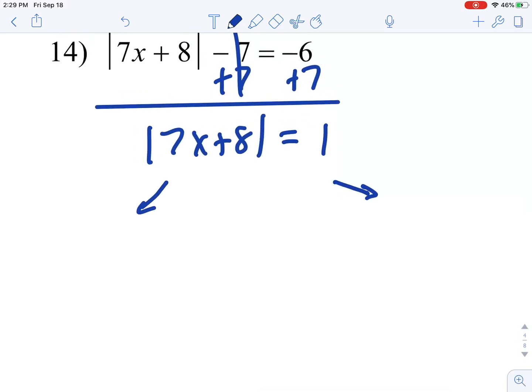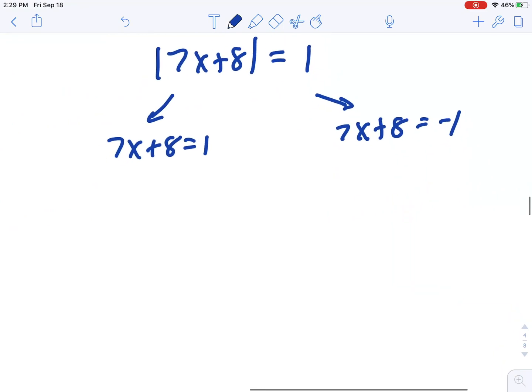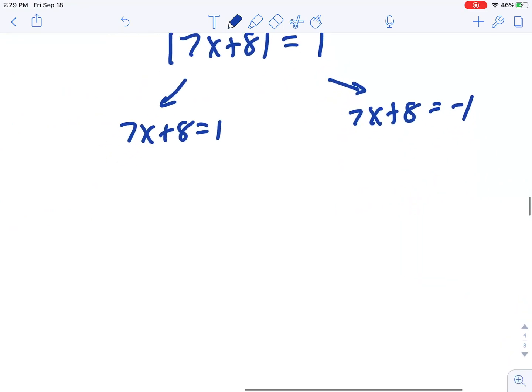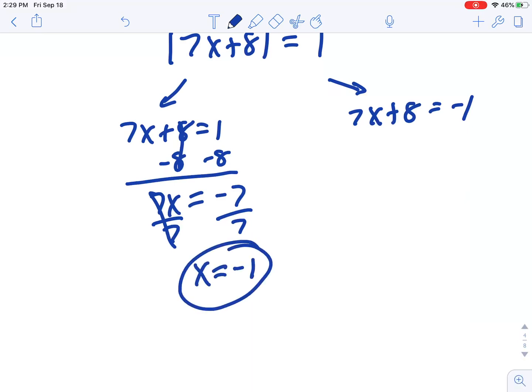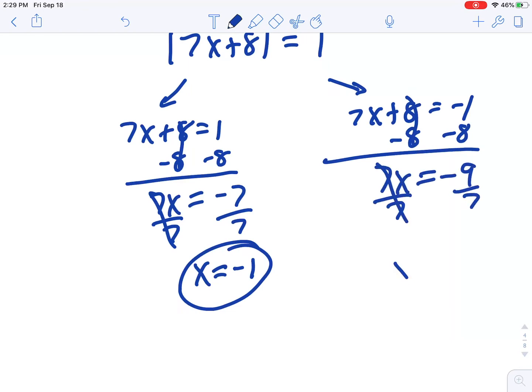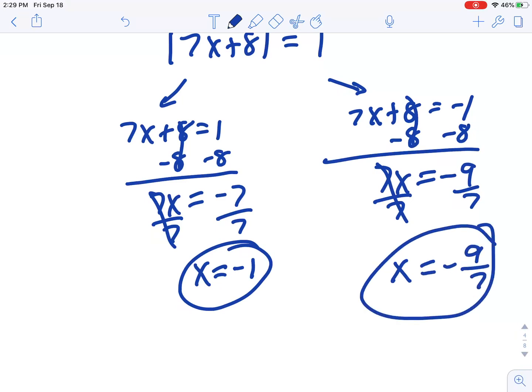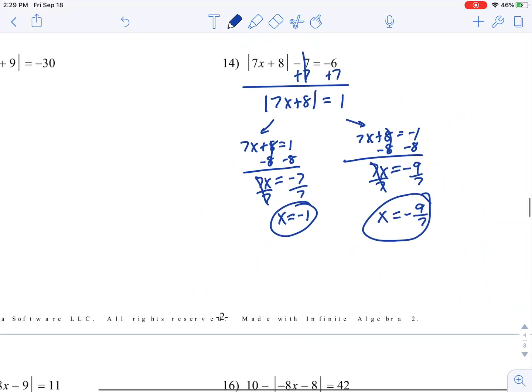You split this into two separate problems, 7x plus 8 equals 1 and 7x plus 8 equals negative 1. One positive, one negative. Then work them both out separately. So minus 8 on both sides, you get 7x equals negative 7. Divide by 7, x equals negative 1. And then over here, subtract 8 on both sides, 7x equals negative 9. Divide by 7. Of course, 7 doesn't divide into negative 9, so we just leave that negative 9 sevenths. So negative 1 and negative 9 sevenths.